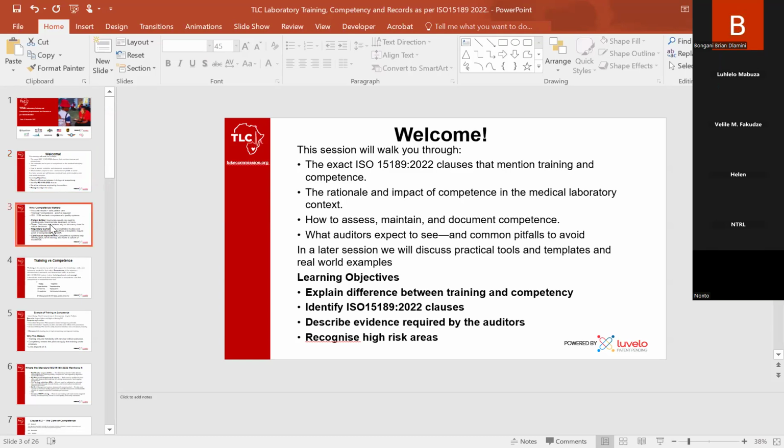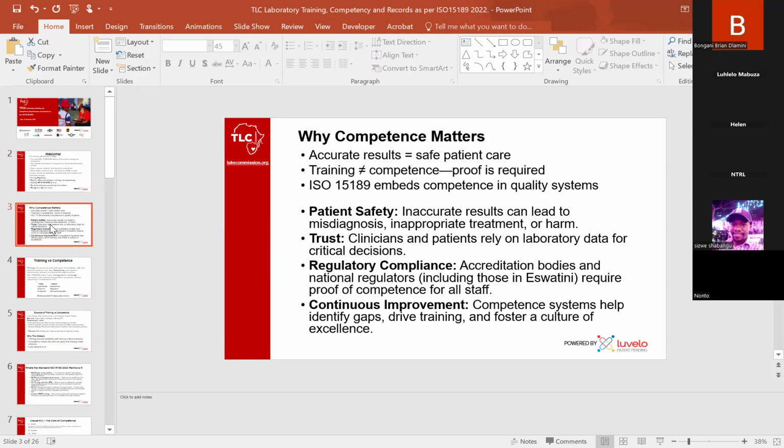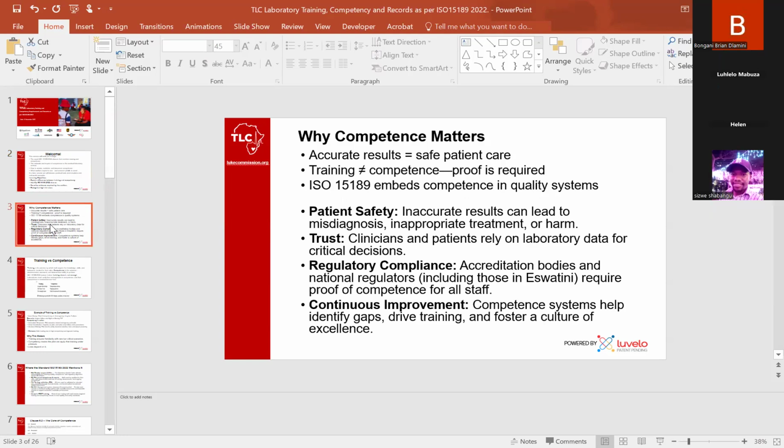Why does competence matter? Accurate results equal safe patient care. Patient safety is the most important, and the ISO 15189 document always talks about patient safety. Inaccurate results can lead to misdiagnosis, inappropriate treatment, or harm. Another reason why competence matters: trust. Clinicians and patients rely on laboratory data for critical decisions.